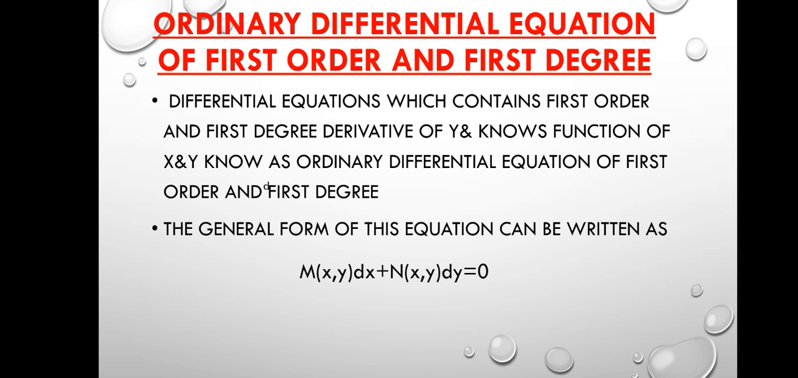So before going to the representation of exact differential equation, let us understand what is an ordinary differential equation of first order and first degree. A differential equation which contains first order and first degree derivative of y and is a function of x and y is known as an ordinary differential equation of first order and first degree. The general form of this equation can be written as M(x, y) dx + N(x, y) dy = 0.